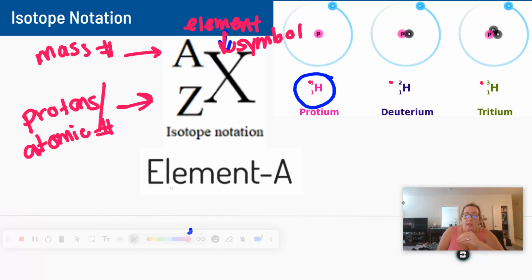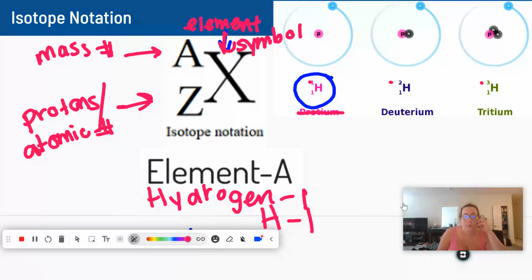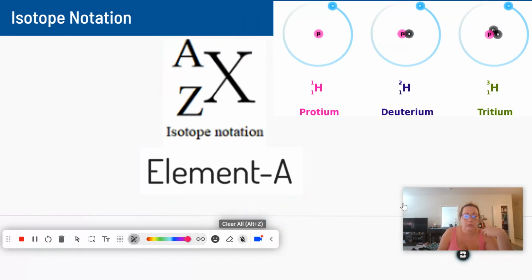The other way is to write the element, dash, and then A, which we know A is our mass number. So for example, instead of writing protium, I would write hydrogen dash, and then the mass number would be 1. And it doesn't always have to be the full element name. Sometimes it could be like H-1, the symbol. So those are just different ways that you will see isotopes being written.